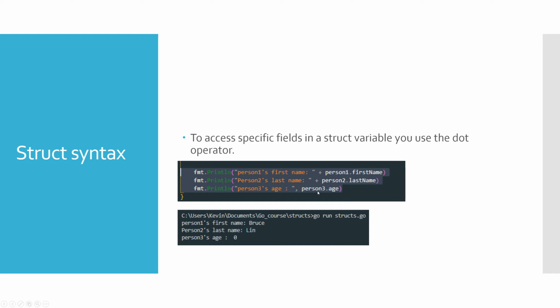And then if you want the age, it's the person struct variable name dot age. So here I'm just going to print out person3's age, so I do person3 dot age, and as you see, you get 0.